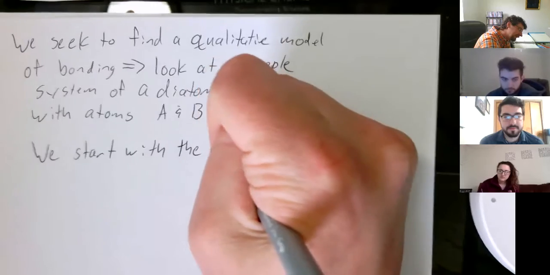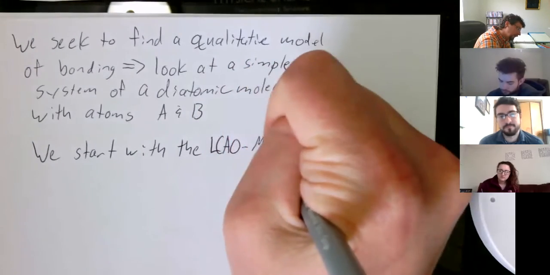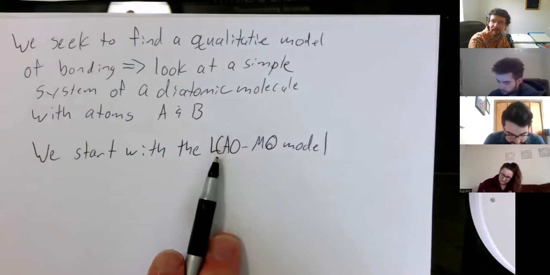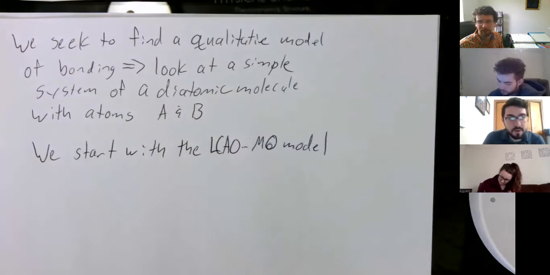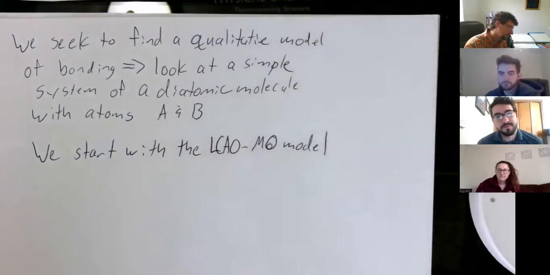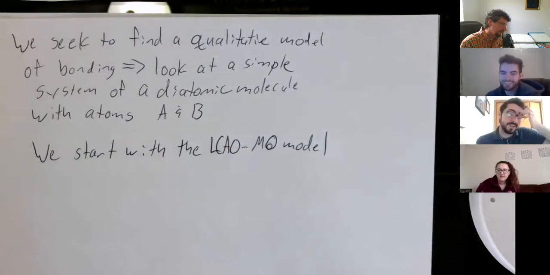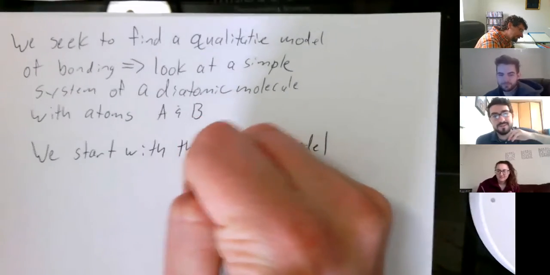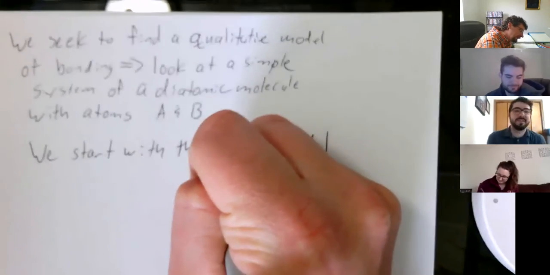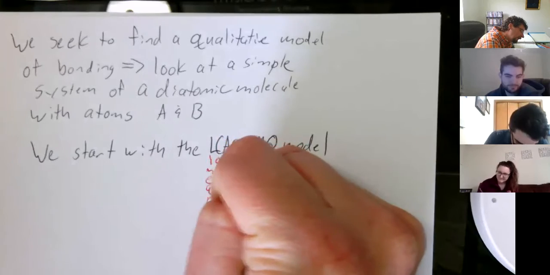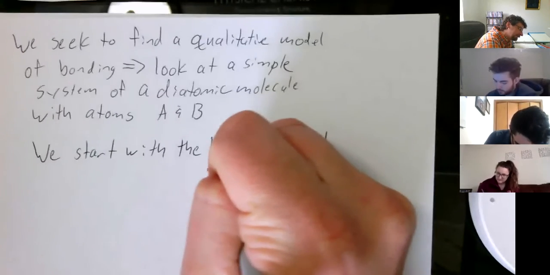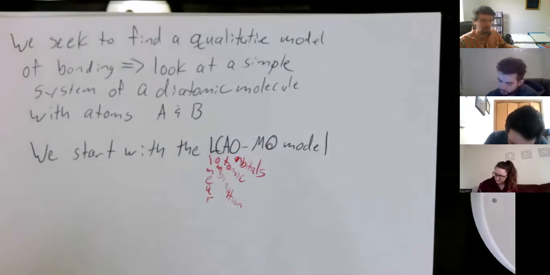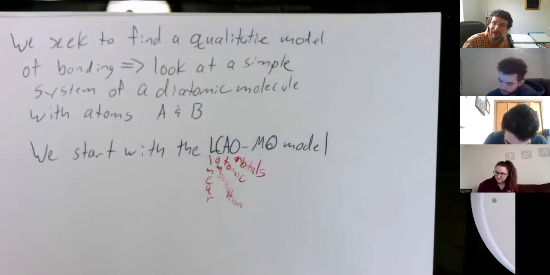LCAO-MO model. So LCAO, do you remember what that stands for? Linear combination of atomic orbitals. Okay, so what does that mean?